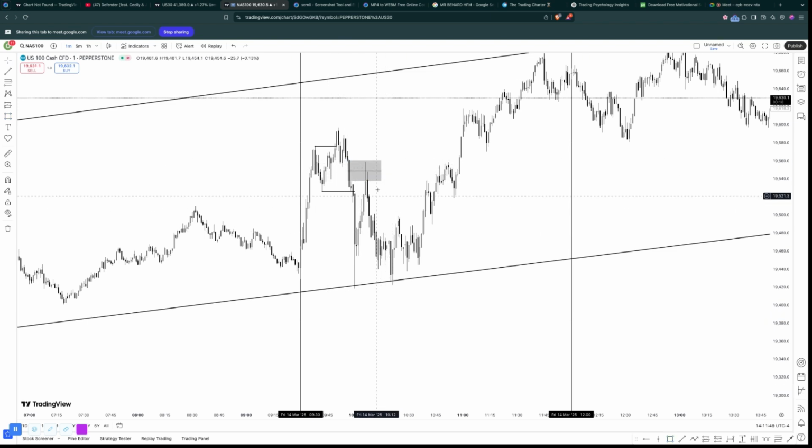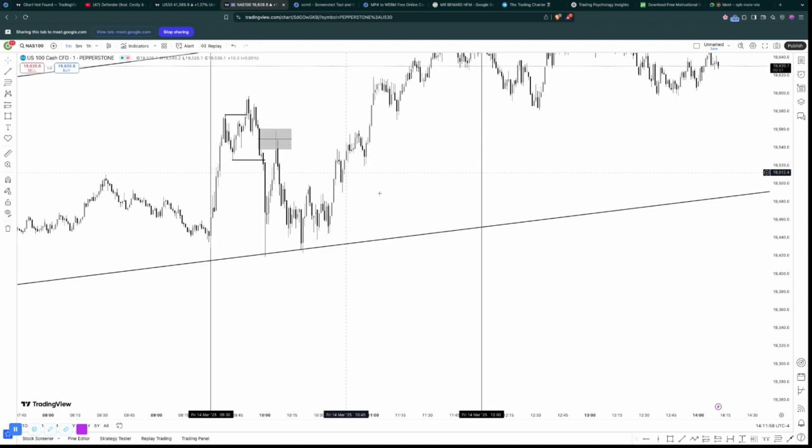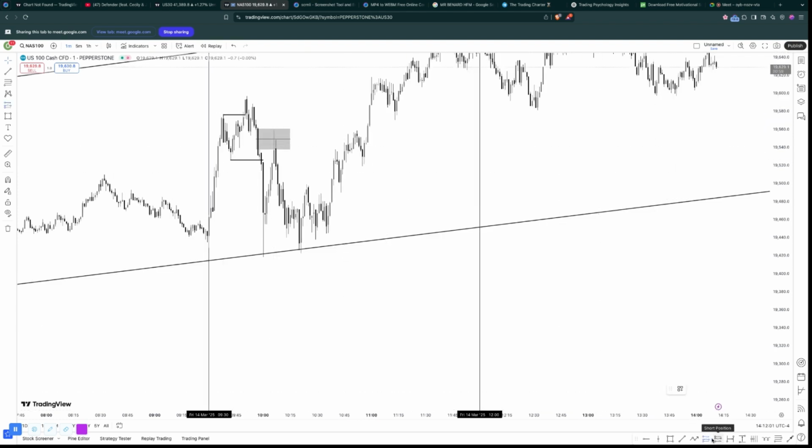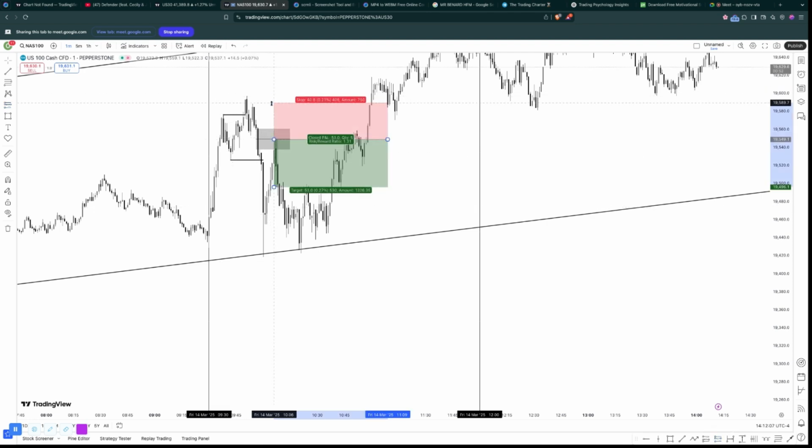So they leave that fair value gap. And this fair value gap has to act as what? Resistance for price to go down, right? So what do you do? You come here and you enter for your trade, exactly there. You put your stop loss above there.